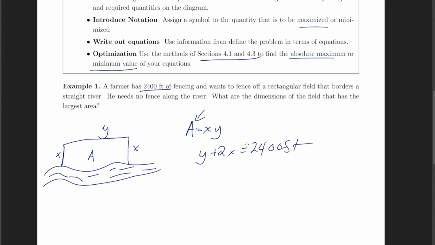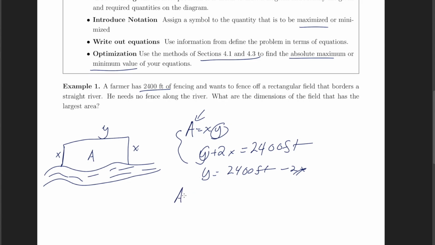So what do we try to do? We try to get it all in terms of one variable. We're going to take these two equations. We want to optimize area, so let's try to eliminate one of the variables. What I'm going to try to get rid of right here is the y. So I'm going to write this one as y equals 200 feet minus 2x. We move the 2x over, and then I'm going to plug it in here.